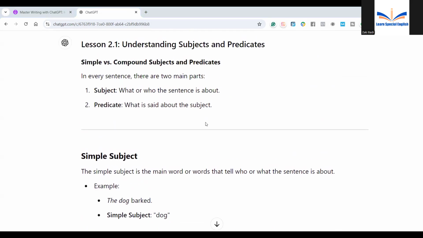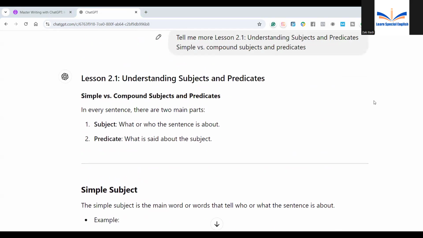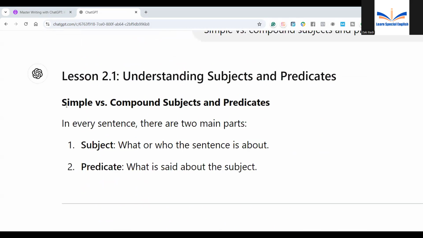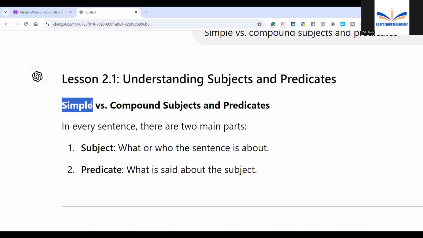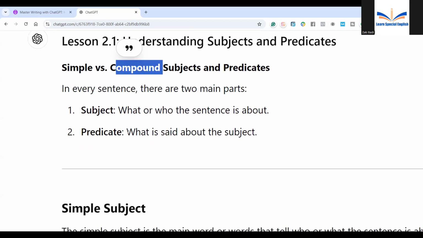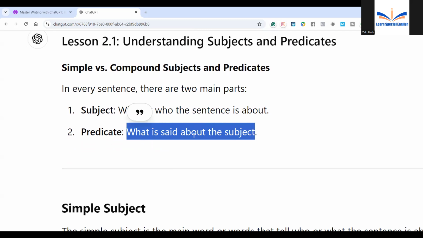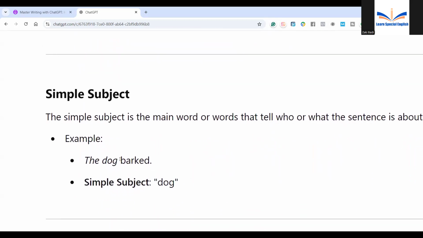Okay, great. Let's elaborate more on this. All right, so the simple subject. Simple means just one sentence, not combined with another sentence, okay? Compound means at least two subjects or more, okay? The subject is what or who the sentence is about. The predicate is what's said about the subject. So here, for example, the dog barked. What barked? The dog.